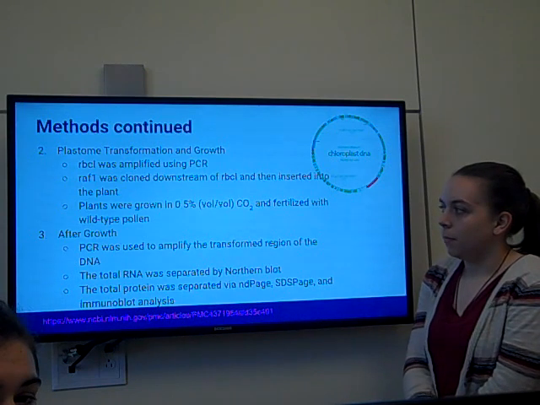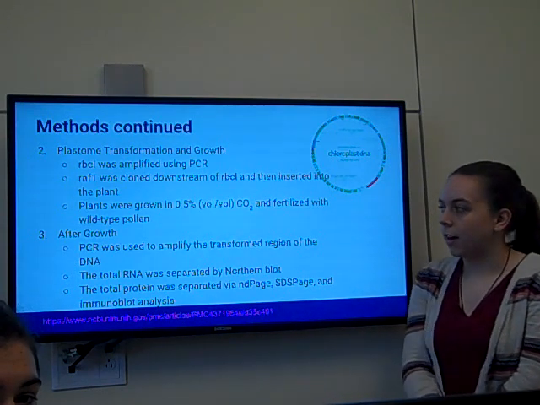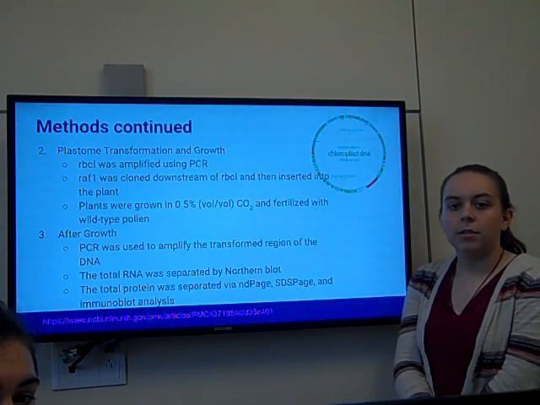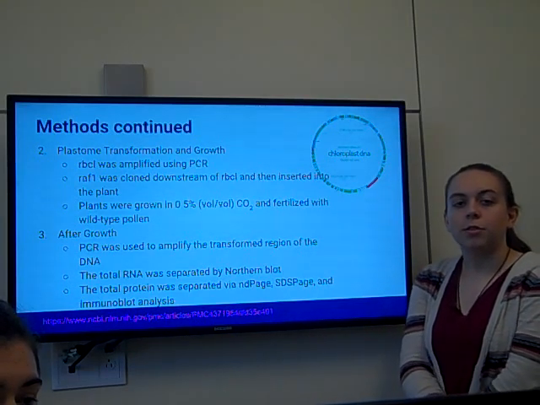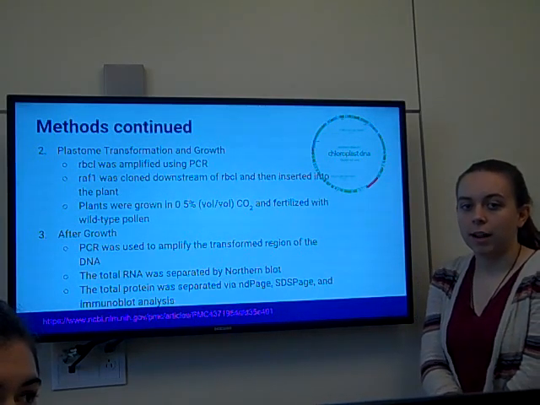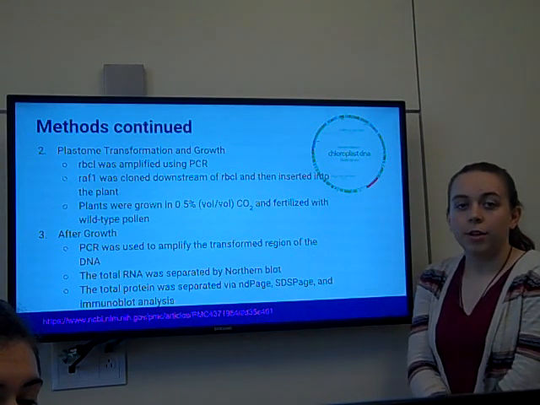So after they grew these, they tested the RNA and protein content using the ND-PAGE, SDS-PAGE, and immunoblot analysis. They also used a northern blot analysis for the RNA content.